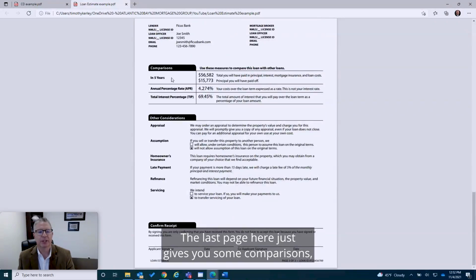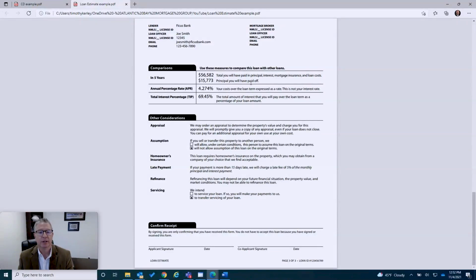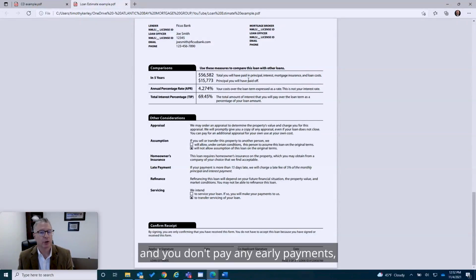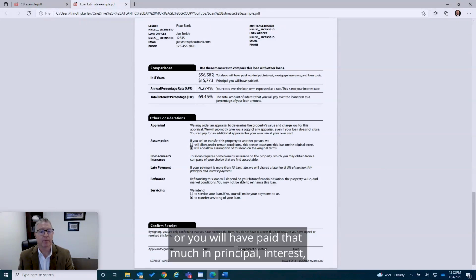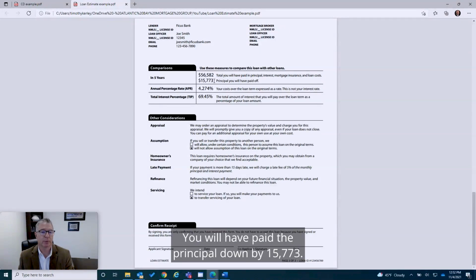The last page here just gives you some comparisons as far as what this loan is going to look like. You can see here after the first 5 years, if you pay every payment on the due date and you don't pay any early payments or extra payments or late payments, you will have paid that much in principal and interest, mortgage insurance, and loan costs. You will have paid the principal down by $15,773.